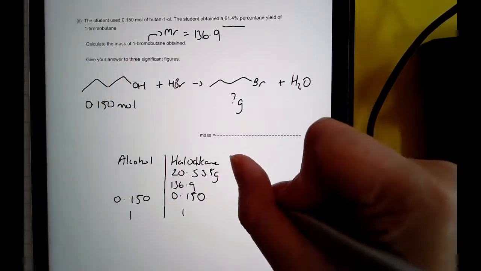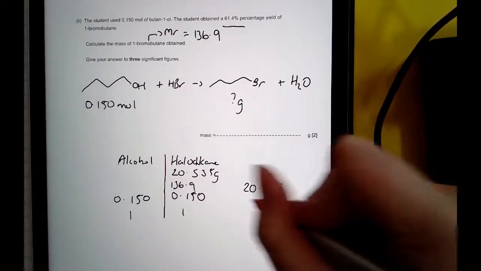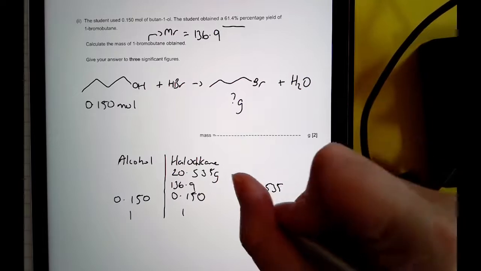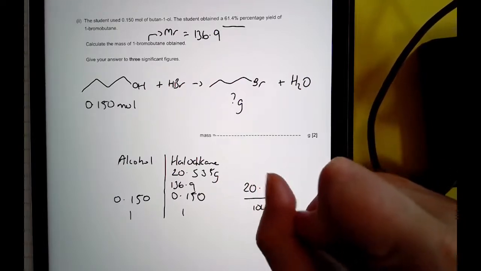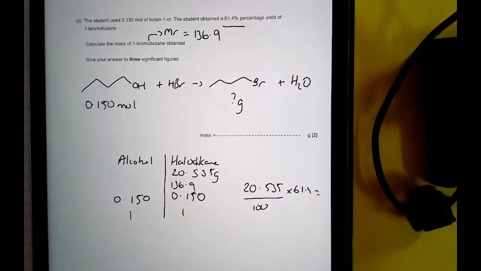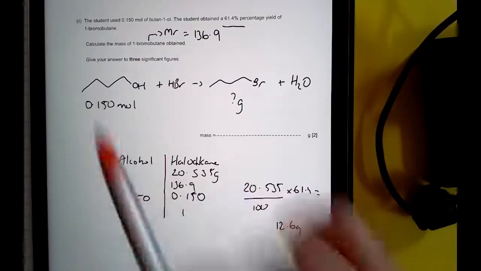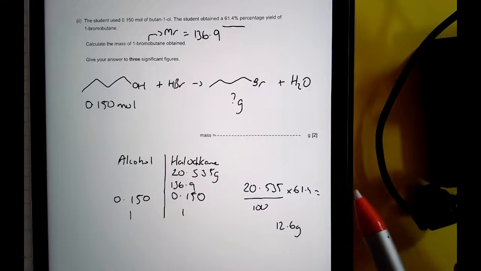So I'm going to take that number, the 20.535, and I'm going to get 61.4% of it. So I'm going to divide it by 100, and I'm going to multiply it by 61.4. And when I do that, I get an answer of 12.6 grams. So it asks for 3 significant figures, so 12.6 grams.